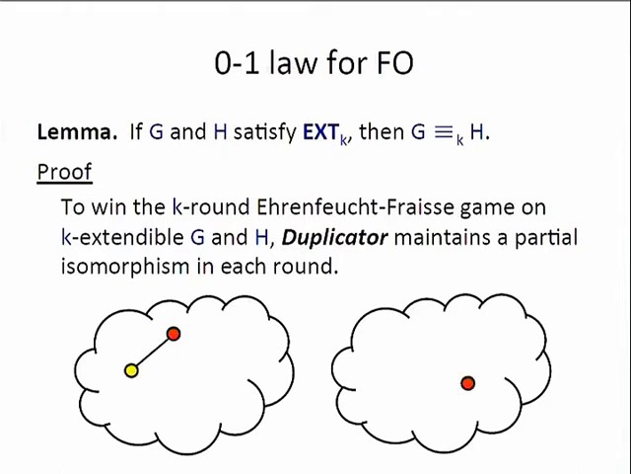So if spoiler plays some yellow element which has an edge, then we can find a yellow element which has an edge. And similarly, if he plays a blue element which has an edge only to the yellow and not to the red, then there exists some blue element which is adjacent only to the yellow and not to the red, simply by this k-extendability, and so on. And we can just match partial isomorphism for k rounds.